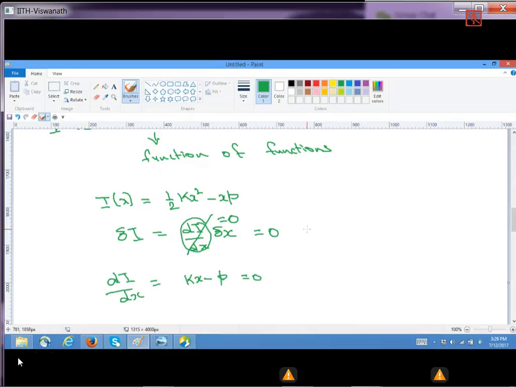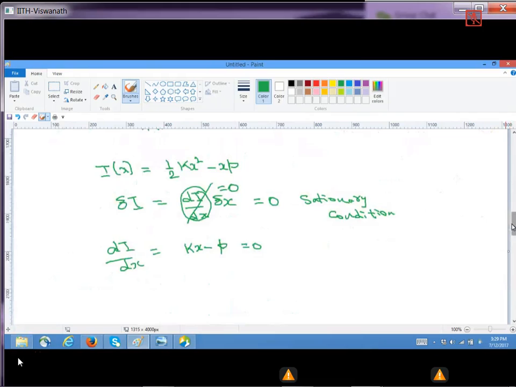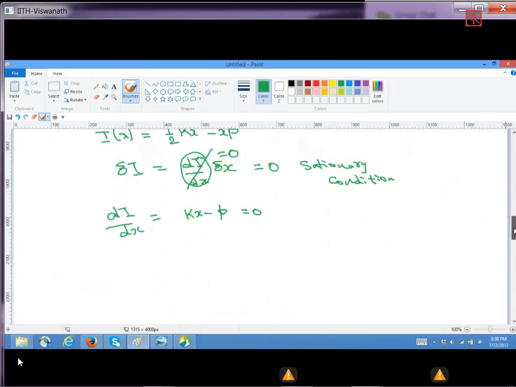This is also known as the stationary condition. So either it is a maxima or minima, we don't care about it, we only seek a minimization. Here also it is the same as the condition f dash equals 0. So what I'm doing is taking I with respect to a function. X is not a variable here, X is considered as a function. The stationary condition will give rise to equilibrium.